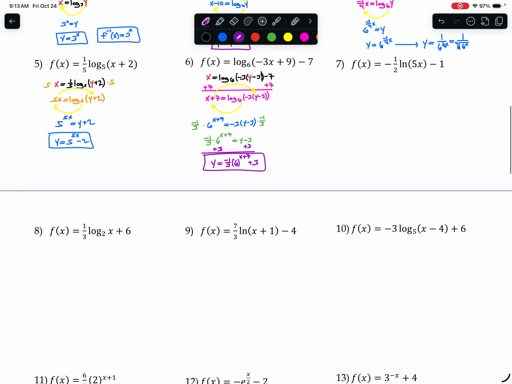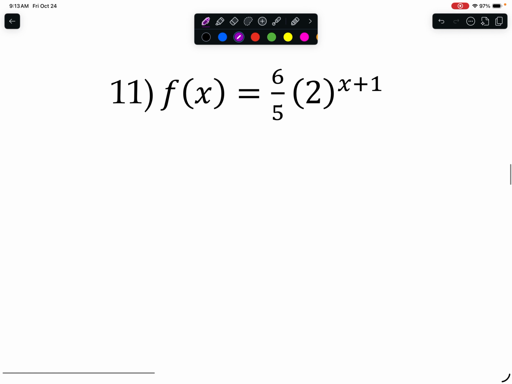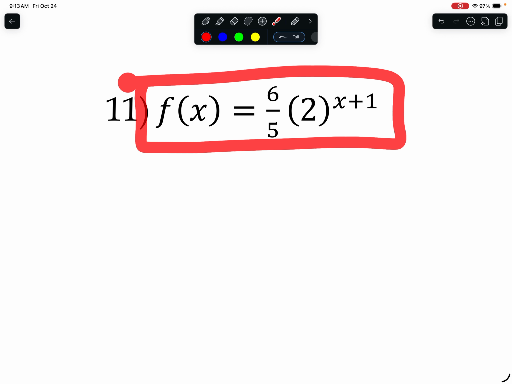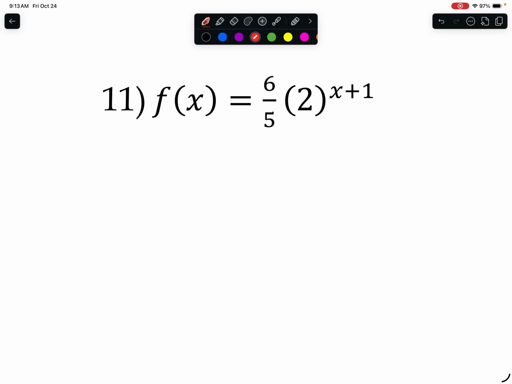All right, so let's go ahead and move on. Now let's do some exponential equations. If I'm starting with an exponential equation, odds are we're going to end up with a logarithmic equation since that's the inverse. Same idea, I'm going to start by rewriting. So this will be x equals 6/5 times 2 raised to the y plus 1.